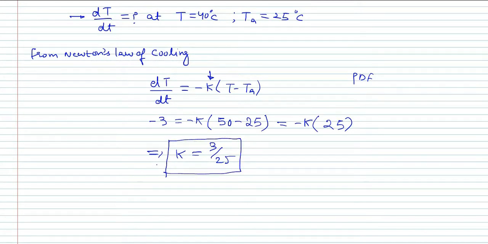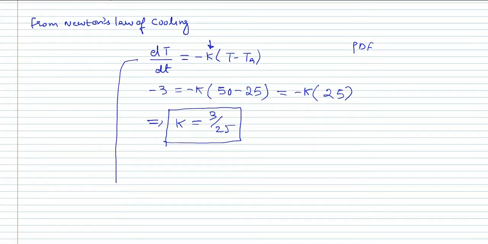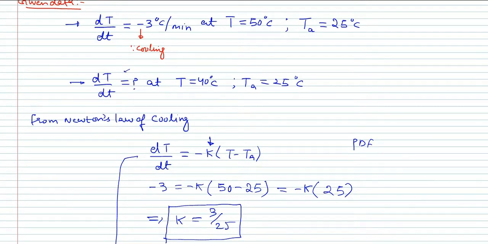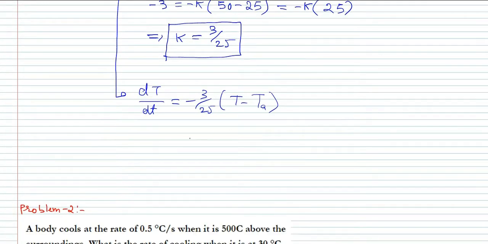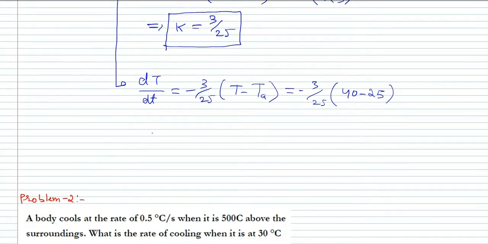Now let's use this k. So our formula becomes dT by dt is equal to minus 3 by 25 times (T minus Ta). Now what we have to find is dT by dt at T equal to 40 degrees and Ta equal to 25. So this is minus 3 by 25 times (40 minus 25). Now if you solve this, 40 minus 25 is 15, because 40 minus 20 is 20 and 20 minus 5 is 15.